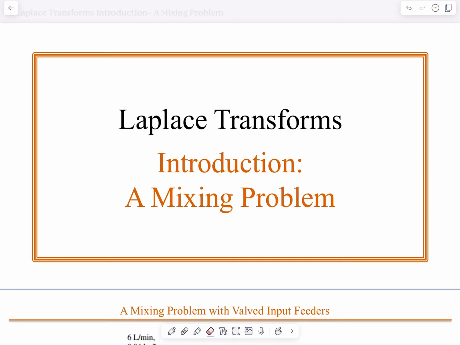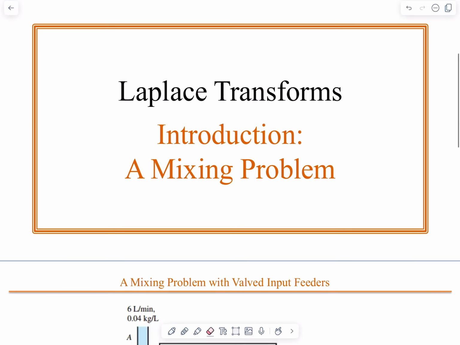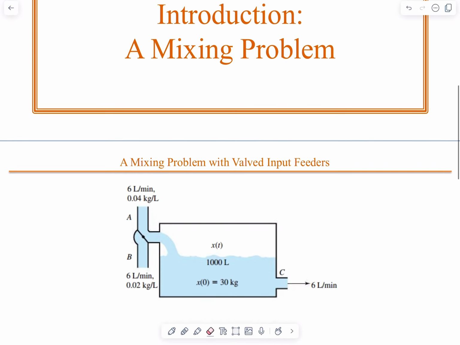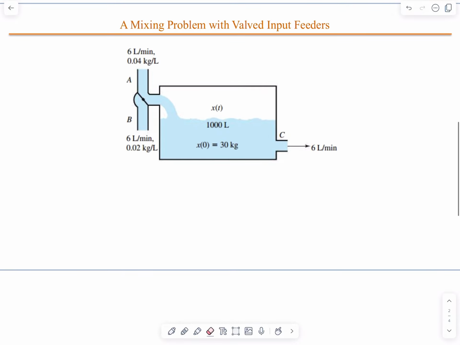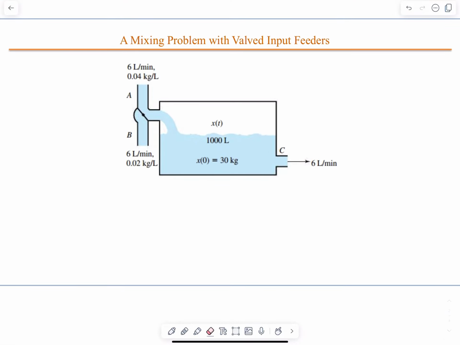This is Laplace transform, and this video is an introduction to these transforms, and we will be using a mixing problem with valved input feeders. As you can see, we have a valve here, and right now at t equal to 0, valve A is open. Valve A delivers 6 liters per minute of a brine solution containing 0.04 kilograms per liter.